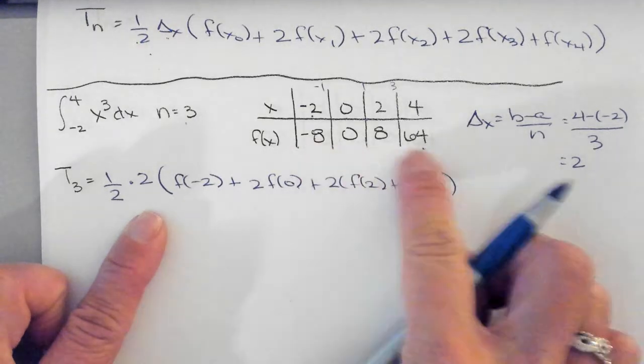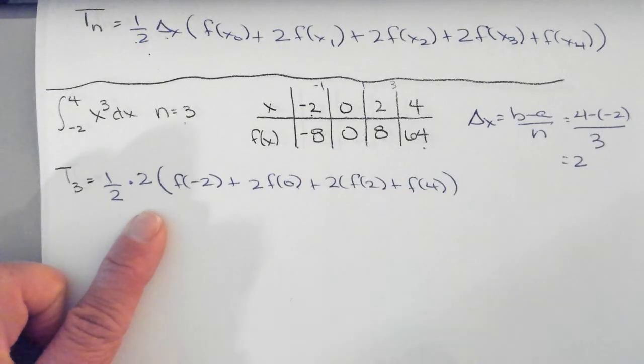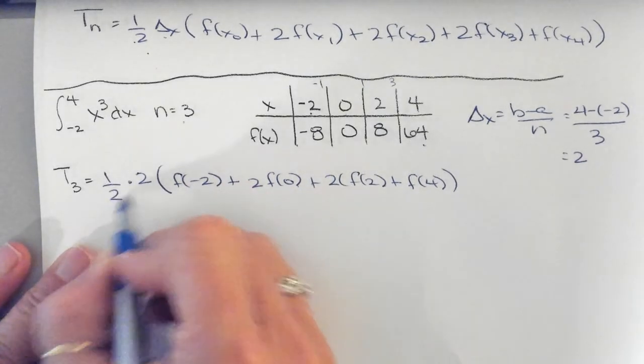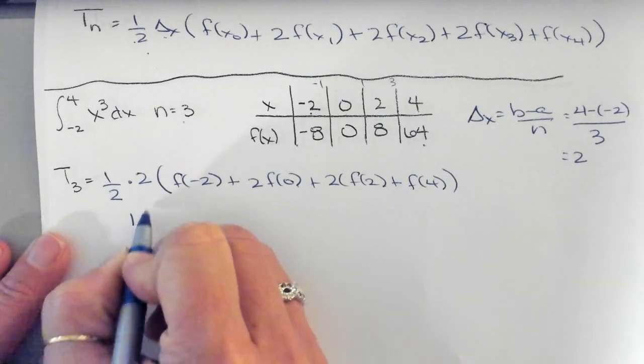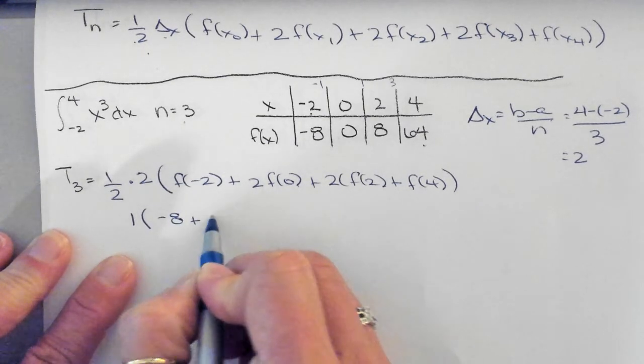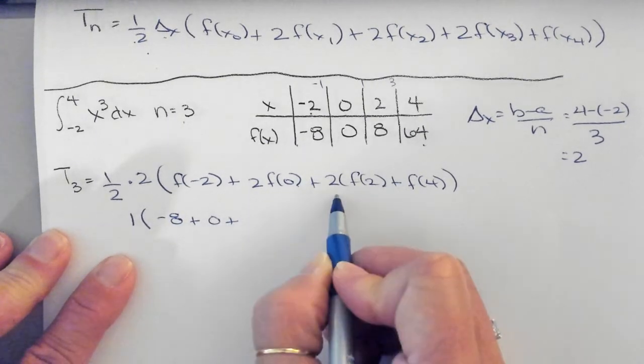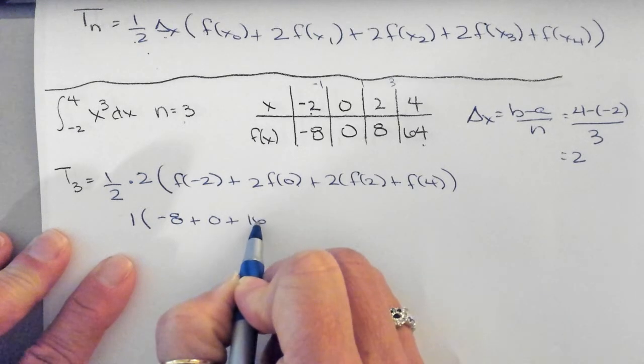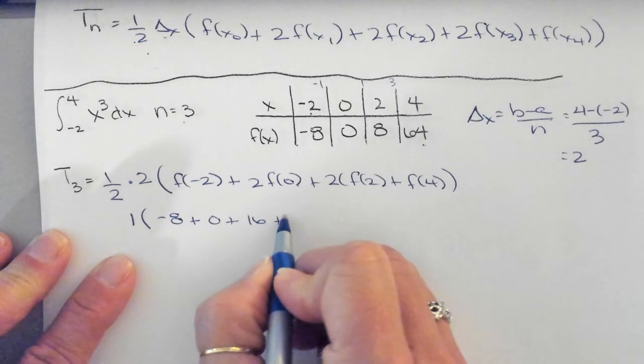This is where it's helpful for you to make the table first so you can see what you have. So now, this is 1/2 times 2, which is just 1. 1 times f of -2 is -8 plus, we know this is 0, but I'm just going to write it, plus 2 times 8 is 16, right? Plus 64. Okay, did I mess up my math anywhere?